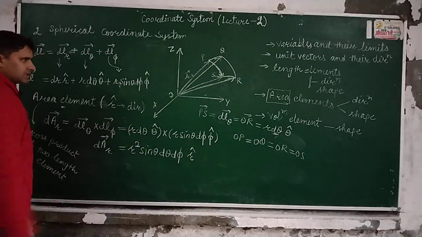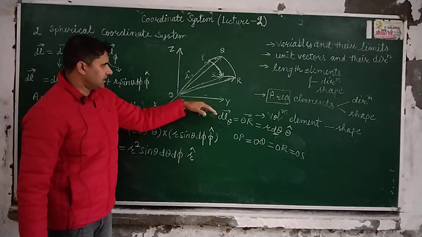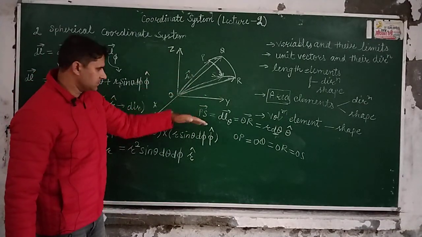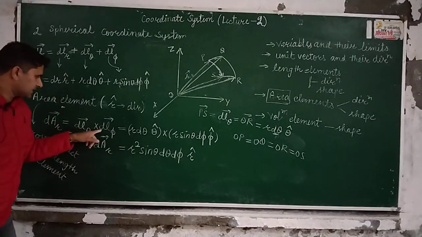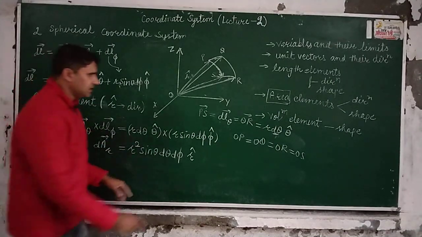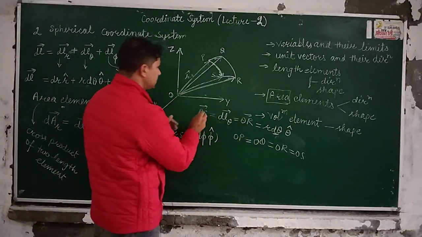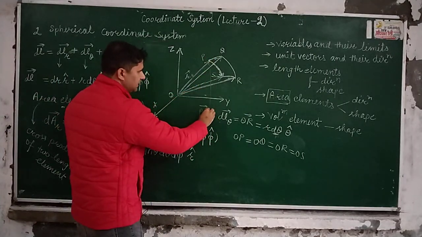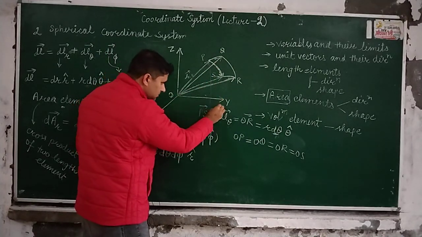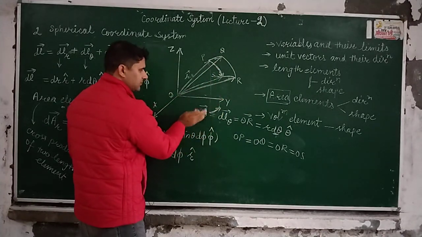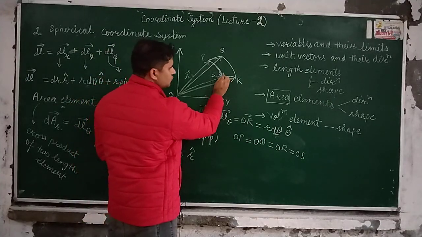So here we have taken the idea of one length element which is along theta cap. Now we have to find another length element, that is dl phi. Now see, if you take the projection of p here and the projection of q here, then this length element will be dl phi. That is shown here.